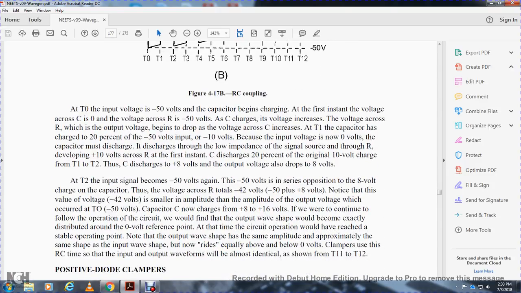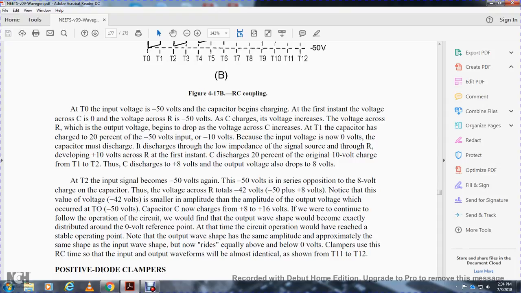All right. At time interval 0, the input voltage is negative 50 volts. The capacitor is being charged, with the first input voltage across the capacitor being 0. The voltage across the resistor is negative 50 volts. As the capacitor charges, the voltage across the resistor decreases, which is the output voltage, while the voltage across the capacitor increases at time interval 1.